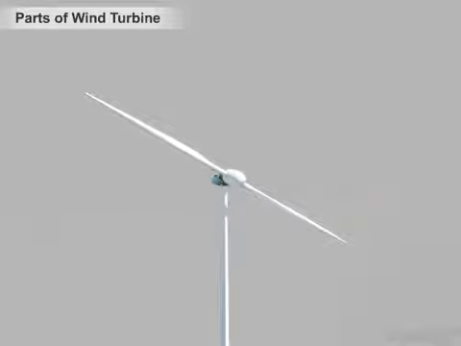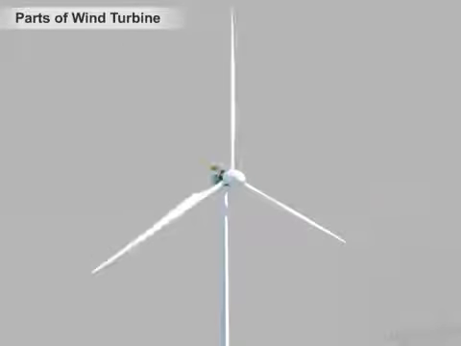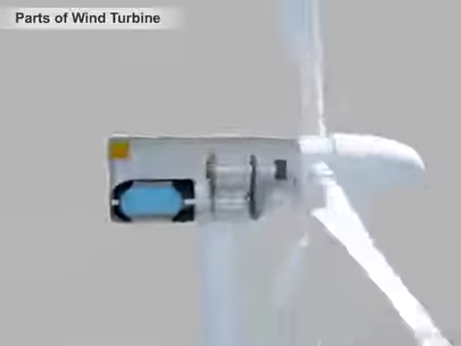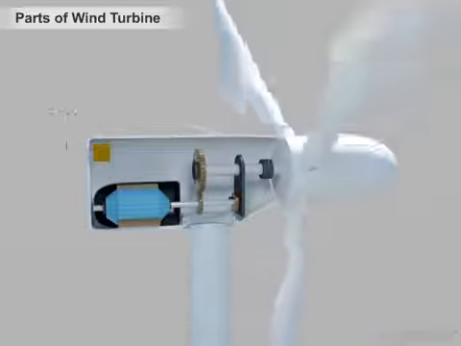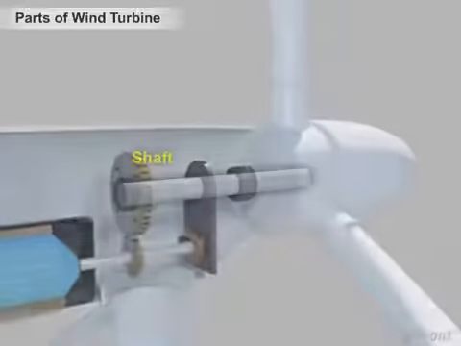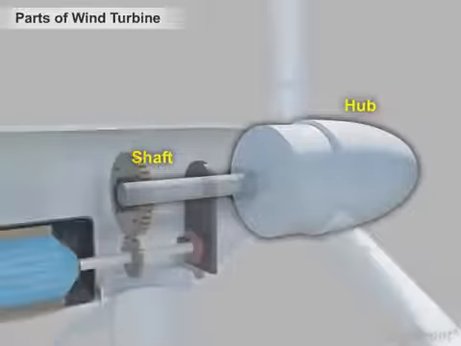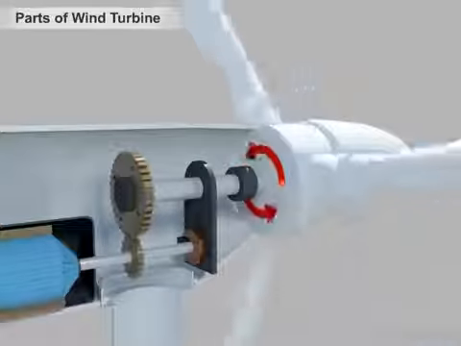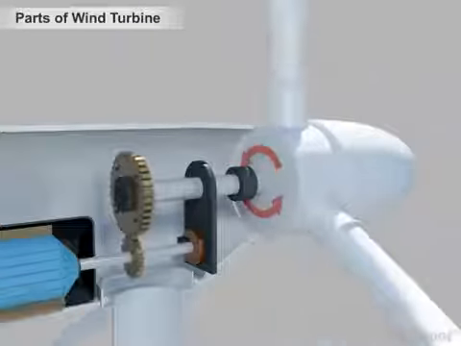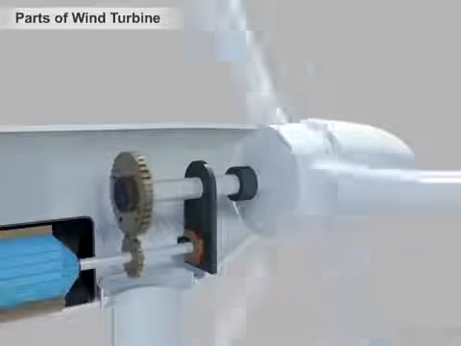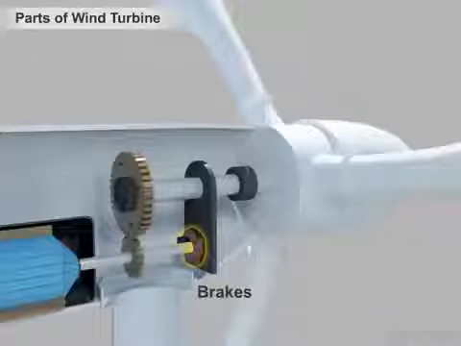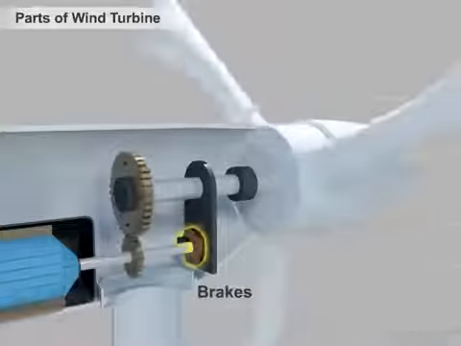Wind power plant may consist of 2 to 3 blades. The wind will cause the blades to rotate, which in turn will rotate the generator. Next is shaft. The hub is mounted on the main shaft. The rotation of the blade causes the shaft to rotate. If the wind blows very fast, then brakes can be applied to control the speed of blades and shaft.